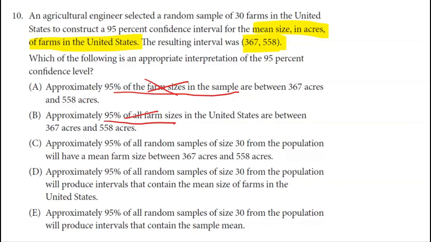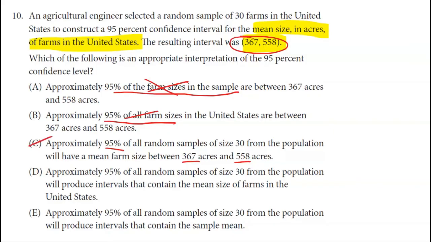Now, C sounds pretty good. It says approximately 95% of all random samples of size 30 from the population will have a mean farm size between 367 and 558. But no, that's one thing a lot of kids choose because they think, oh, it incorporates the numbers from my interval and it talks about 95% of all random samples. But no, here's the idea. Every sample is going to produce its own interval. This is the interval I got, but a different sample is going to get a different interval. So trying to say that 95% of all samples are going to create intervals just like mine is completely wrong. So that one's wrong as well.